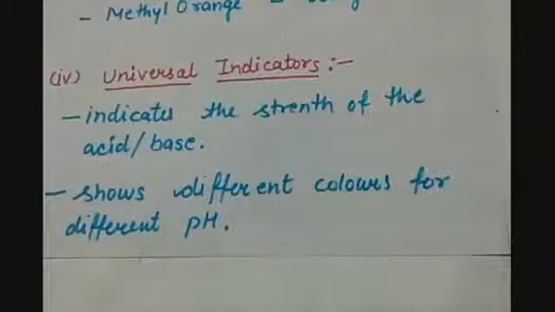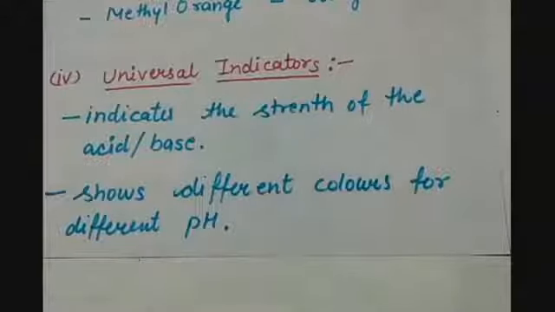The three indicators that we have studied now just indicate the nature of the medium, that is whether the medium is acidic or basic. But till now we don't know what the strength of the acidic or basic medium is. Strength means how acidic that medium is or how basic it is.